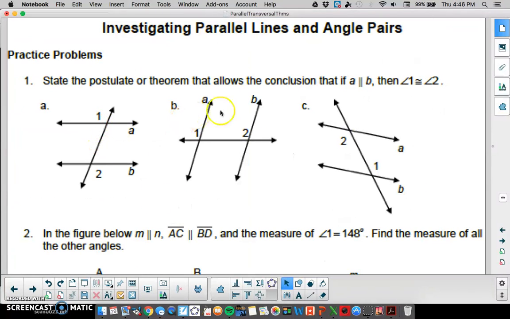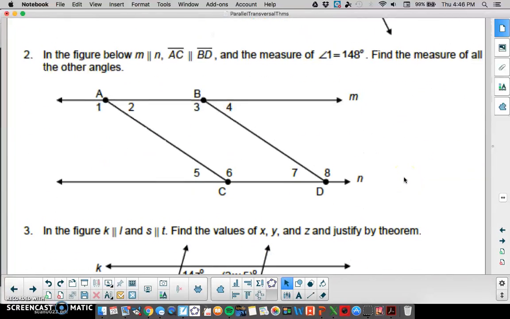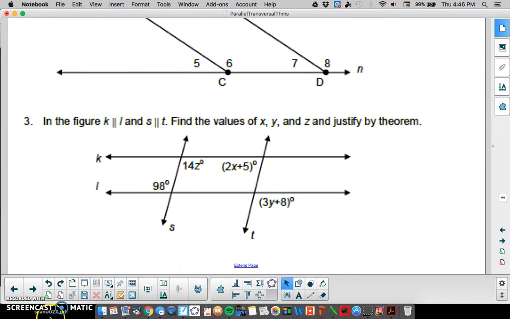So state the postulate or theorem that allows the conclusion that if A is parallel to B, then angle 1 is congruent to angle 2. So state the postulate or theorem that makes sure these are congruent. For number 2, if we know M is parallel to N and segment AC is parallel to segment BD, and the measure of angle 1 is 148, find the measure of all those angles. Then use your angle relationships here to solve for X and Y and Z. Use those theorems with those angle relationships, whether they're going to be congruent or supplementary.